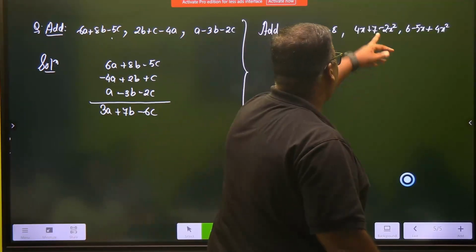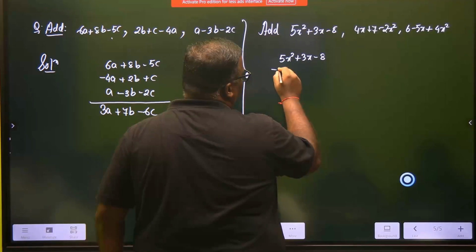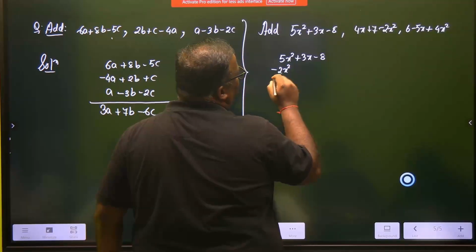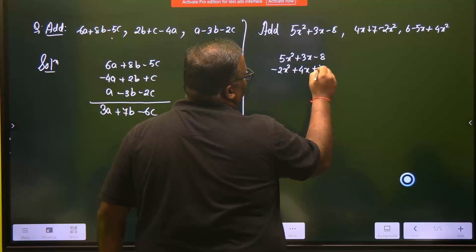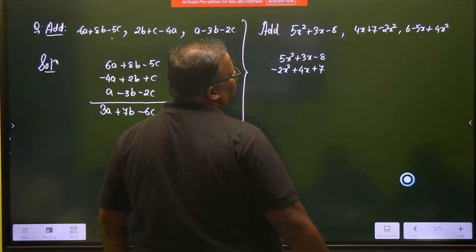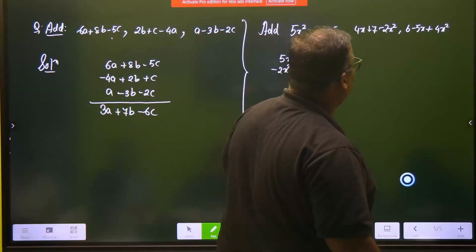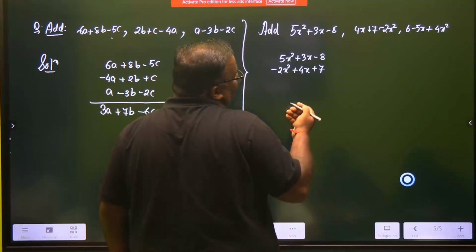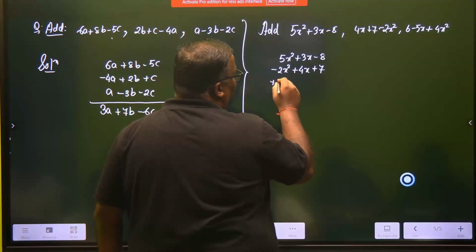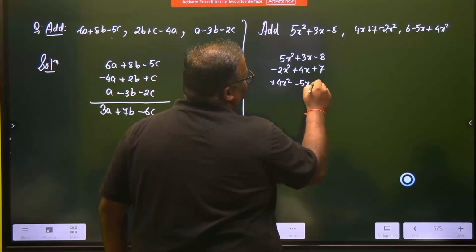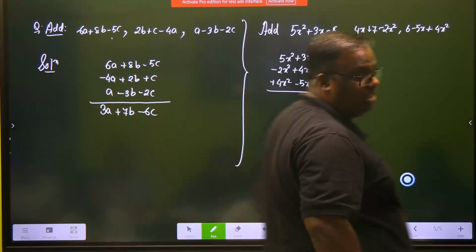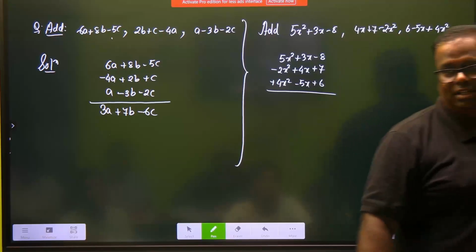Okay, how about this? I got a negative 2x square. Don't say minus, it looks very desi. Negative 4x plus 7. I also used to say minus, but when I started teaching kids abroad, they used to say negative 4x. Then I said, oh, looks happy. Negative 4x minus 5x plus 6. Have you written it in this order? Right?